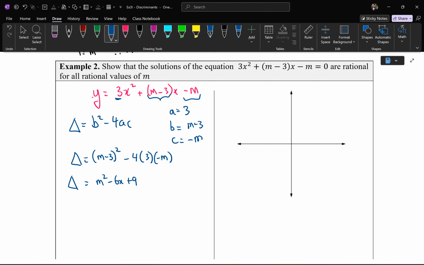Oh, 6m, sorry. I'm so used to writing x. Thank you. 6m. And then negative 4 times 3 is negative 12. Negative 12 times negative m is positive 12m. Double negatives become positive. But we can combine these two, collect like terms, negative 6m and 12m. That gives you now an equation where you have m squared plus 6m plus 9. This is your discriminant function.